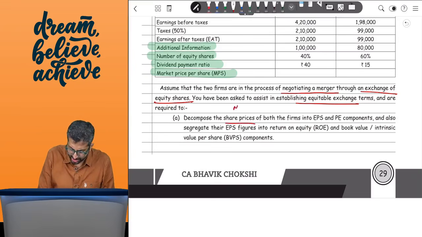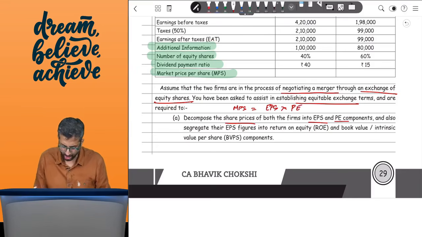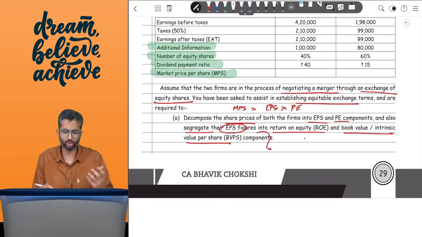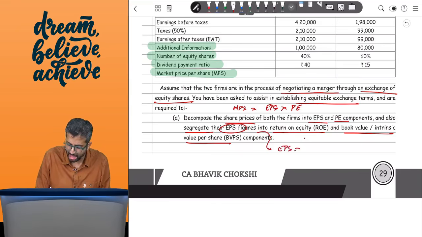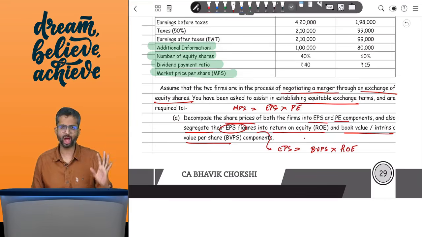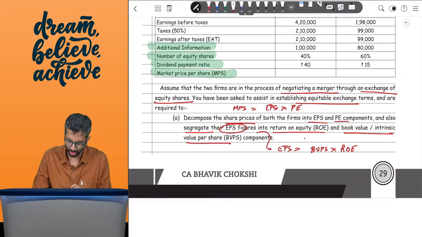Decompose the share price, that is MPS, of both the firms into EPS and PE components. So basically that is EPS into PE. Also segregate the EPS figures into ROE and book value per share components. There's another formula, I'm not sure whether you're aware of it or not. You would probably have done this, but if not, you can remember this: EPS is equal to book value per share into ROE. So basically, instead of asking you to calculate EPS, PE ratio, book value per share and ROE, you have been told to decompose the share price and segregate. Basically, 4 numbers you want to calculate.